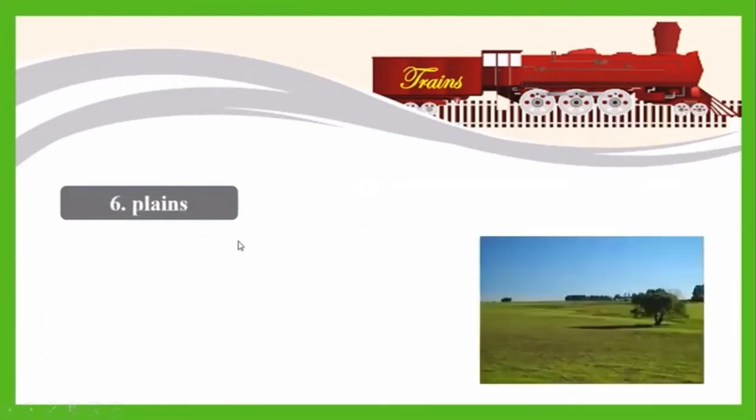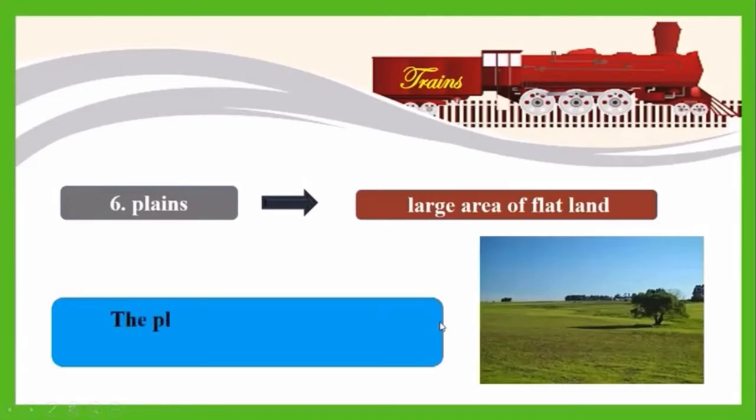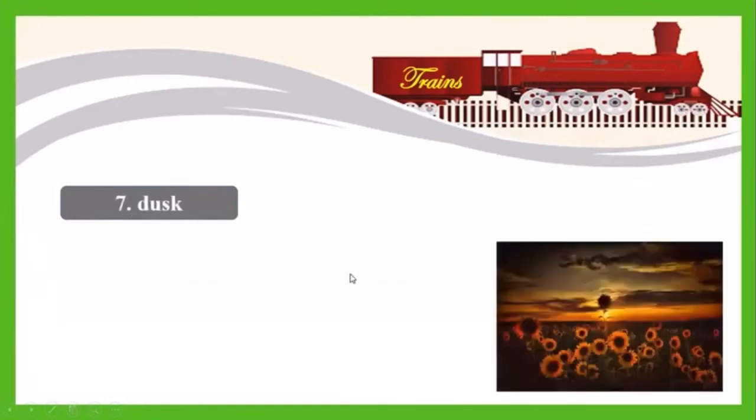Next word, plains. Meaning large area of flat land. Sentence what can we make? Yes, the plains are best suited for agriculture. Plains means a flat area of land.